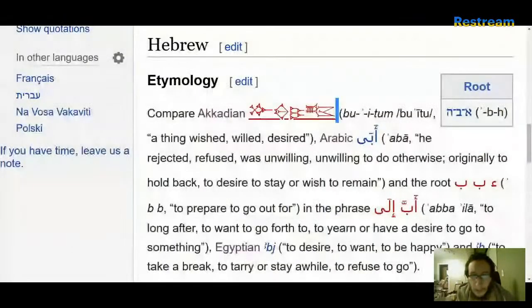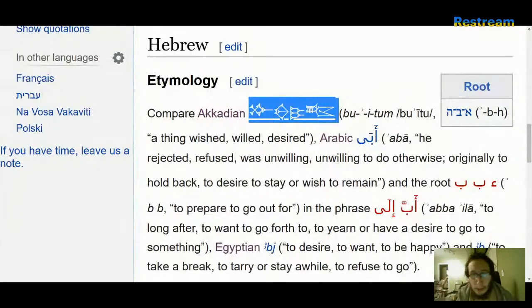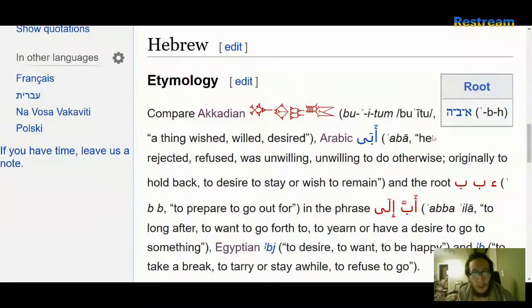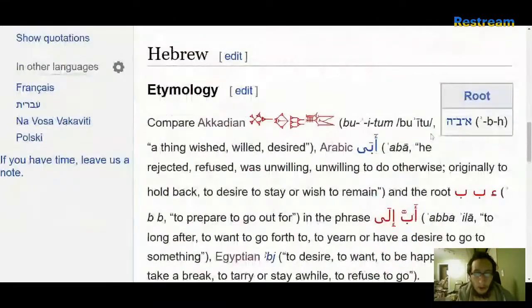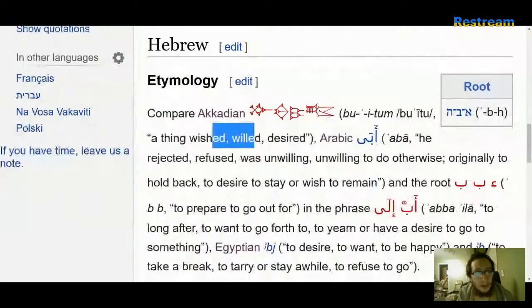So let me go back to that Wiktionary. So this is one way of spelling it. So it's be'etum or be'etu. That means the same basic thing, a thing wished, willed, or desired. So pretty much it's pretty clear that that's the same word there.